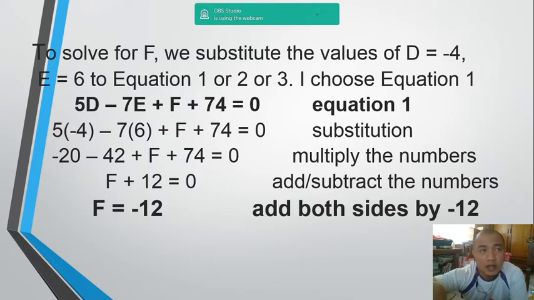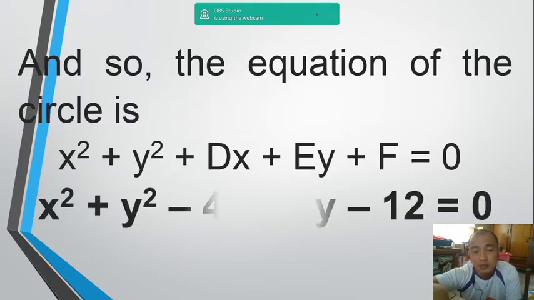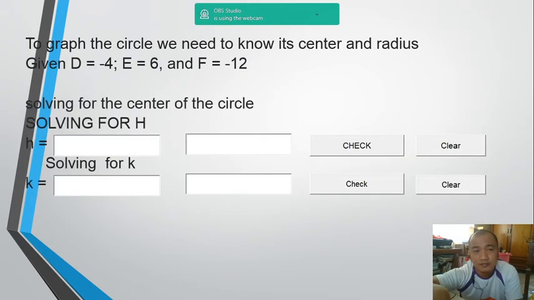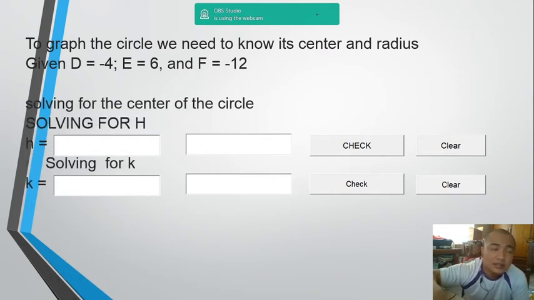Okay, now we write the equation by substituting the values of d, e, and f to the general form of circle. Ayan. Substitute mo na yung d, e, and f. So, this is now the equation of the circle for number 1: x squared plus y squared minus 4x plus 6y minus 12 equals 0. Now, the last step after solving the equation is, of course, we're going to determine the center and radius so that later on we will graph it.